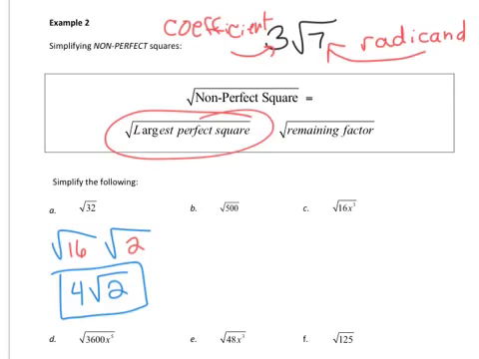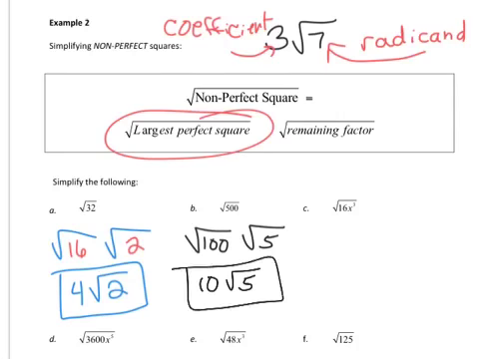So let's do this again. The next one is radical 500, so I'm going to put down my two radical signs. The largest perfect square that goes into 500 is going to be 100. Again, you can use the list from the first page, and 5 is the other factor. We take the square root of the perfect part, and we end up with 10 radical 5.